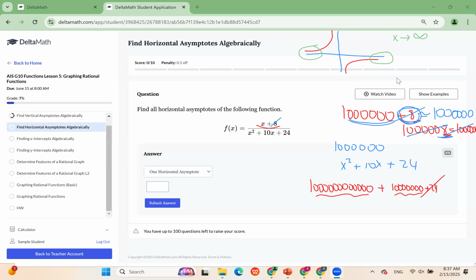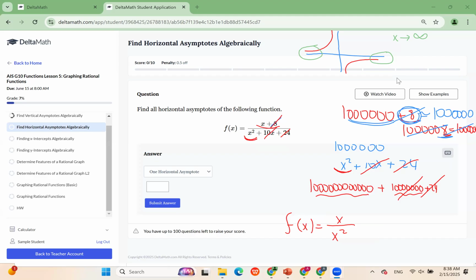So 10 is insignificant compared to 1 million. Therefore, 10 million is insignificant compared to 1 million millions. So again, this is also neglected. So the only term that matters here is this term. So we can just cancel these out. This is very nice because we're simplifying the expression in a sense. So our new expression becomes f of x equals x over x squared. Why is that? Because we ignored the 8 on top, and we ignored the 10x and the 24. We only considered the x squared because the other two terms are insignificant for large values of x.